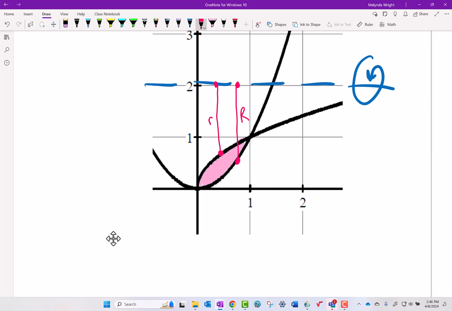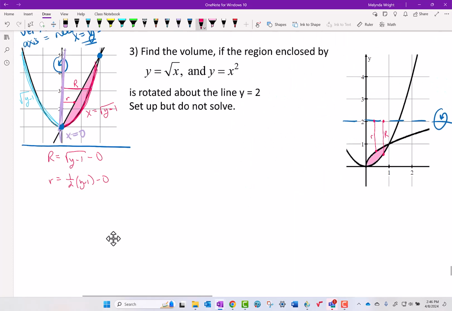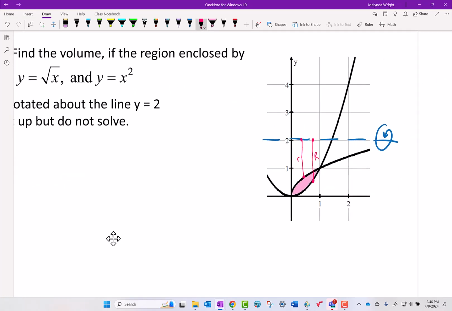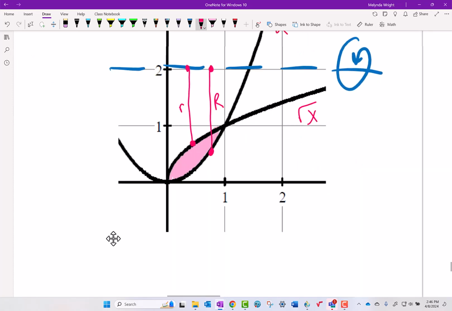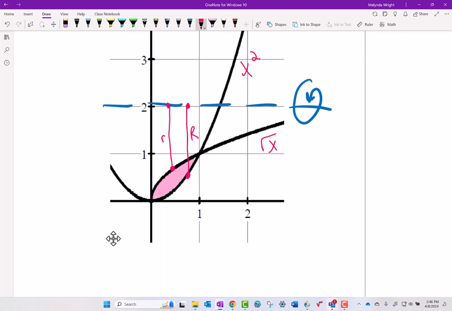Okay, so let's write down our equations over here. What is that? Square root of x, that's the square root of x, and that's x squared. Okay, so let's write our big R. It's going to be big minus little, right? And this is a horizontal axis, so it's going to be the top one minus the bottom one. So big R is going to be 2 minus x squared.